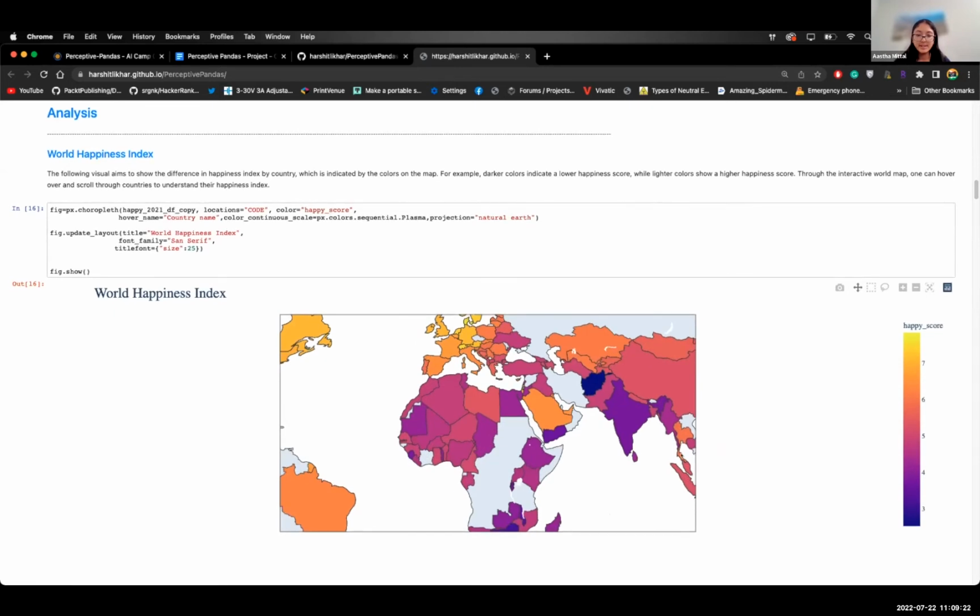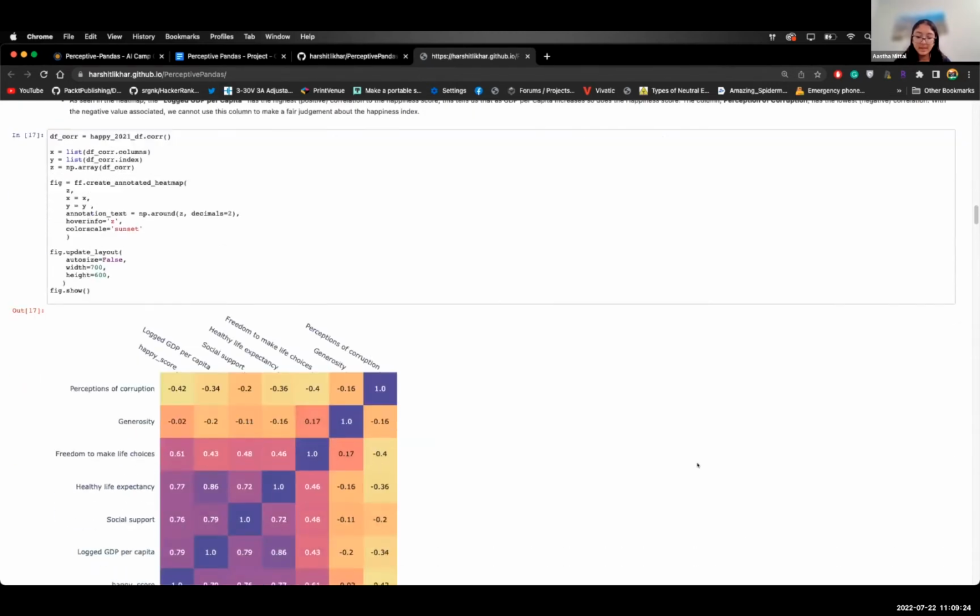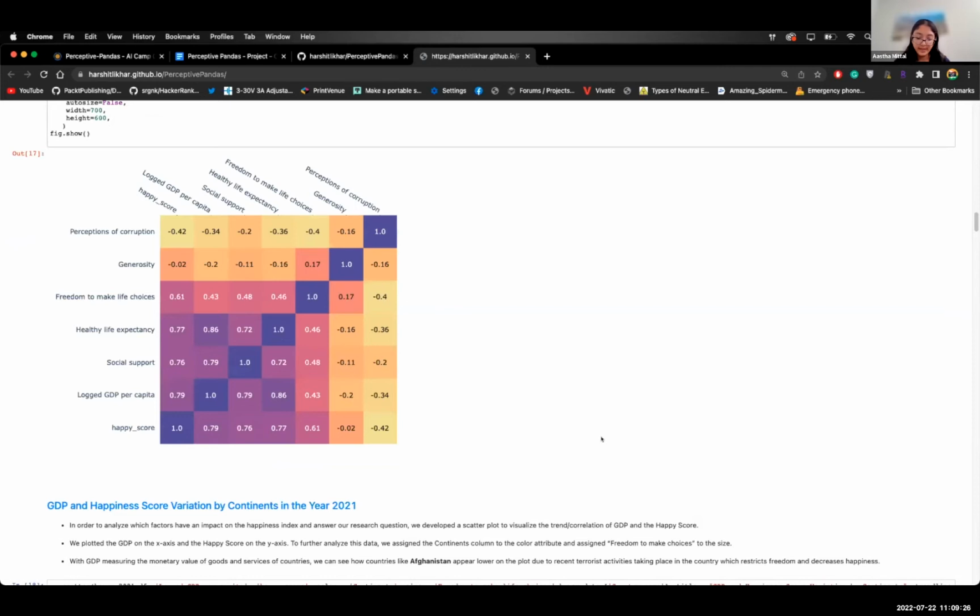So moving on to our next visual, the following heat map aims to convey which different factors have a stronger correlation to the column named happy score in our data set. Similar to the world map, darker colors show a higher correlation and lighter colors show a lower correlation.